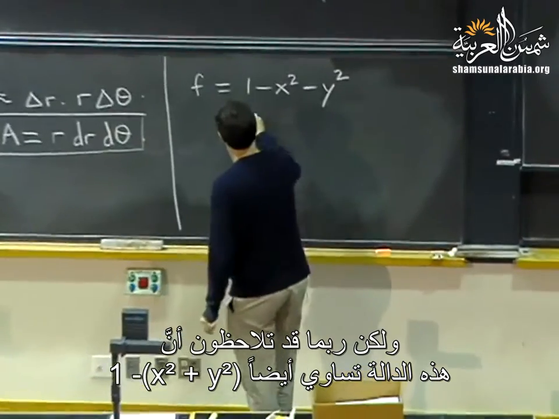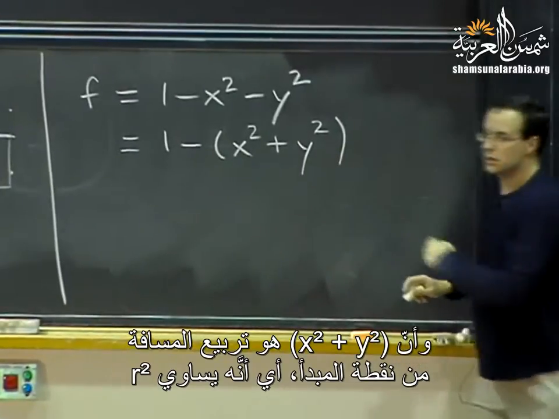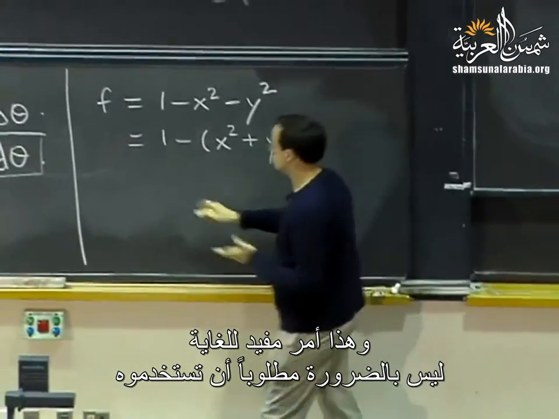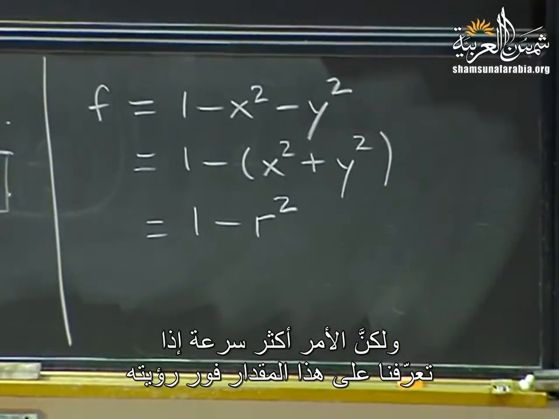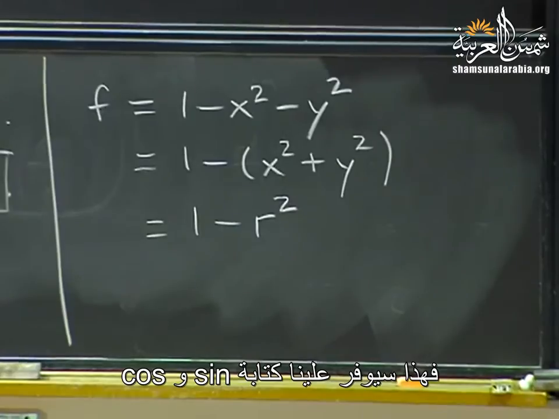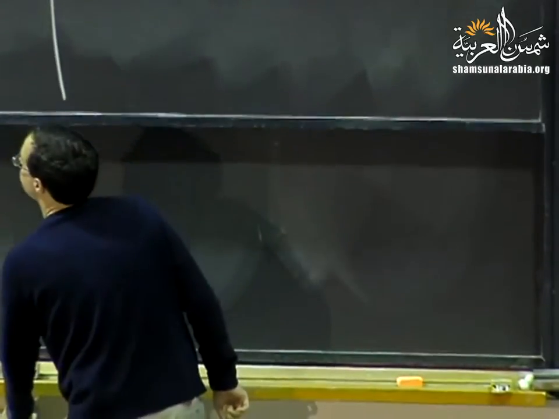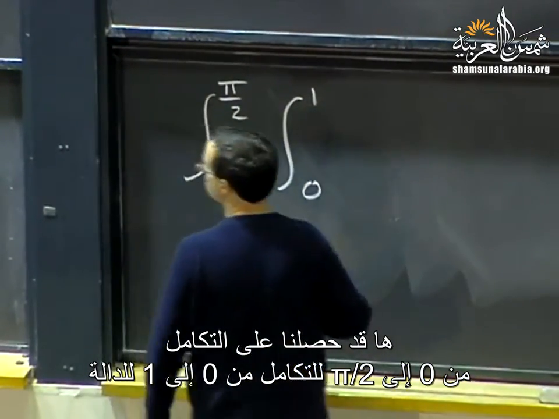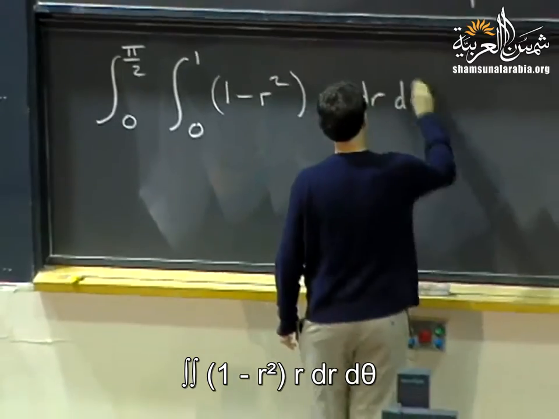But maybe you can observe that this is x squared plus y squared. It's just the square of the distance from the origin, so that's just r squared. That's a useful thing. You don't strictly need it, but it's much faster if you see this right away. Saves you writing down a sine and a cosine. So now we just end up with the integral from 0 to pi over 2, integral from 0 to 1 of (1 minus r squared) r dr d theta.